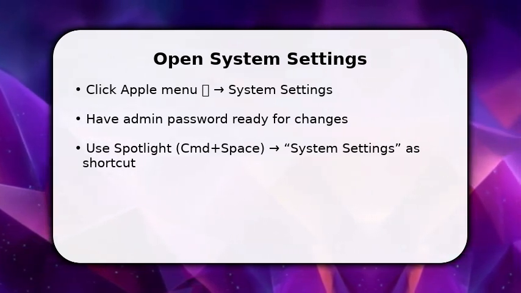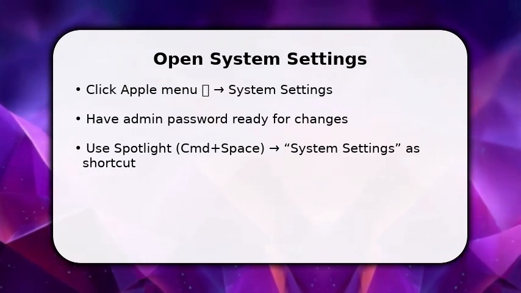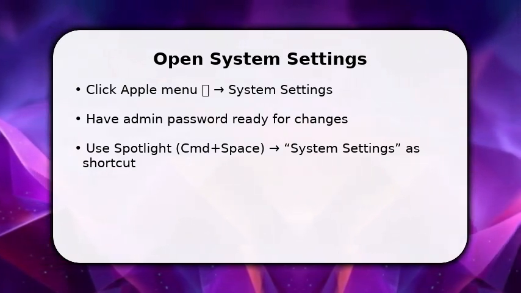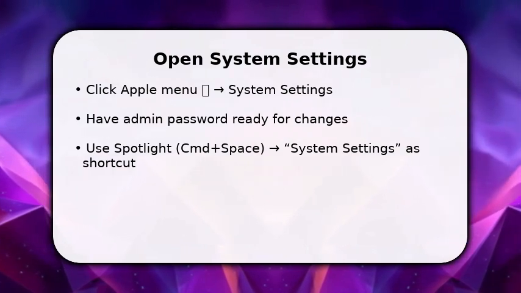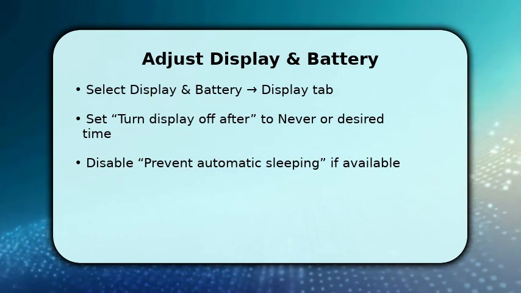You don't need third-party apps. The built-in controls handle display timeout and power. Now move to the display and battery section to change screen timeout and related options. You're in display and battery to modify when the screen dims or turns off.